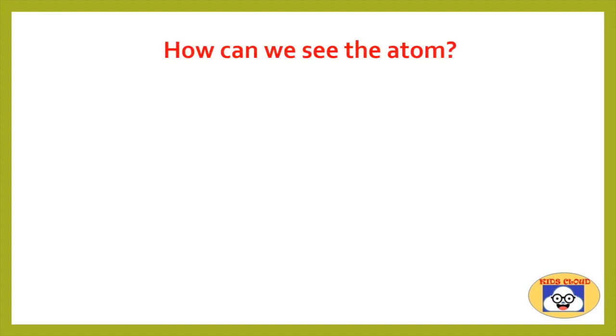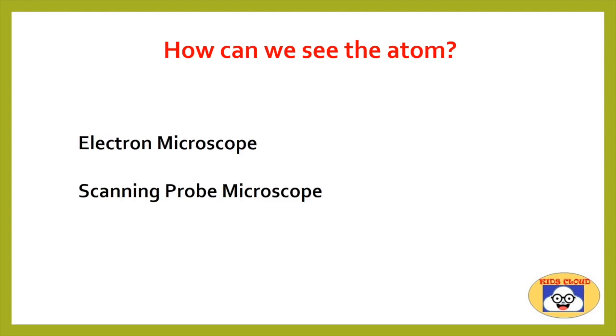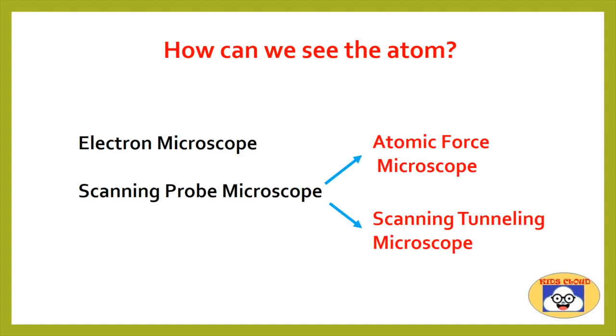Then how can we see the atom? We can see atoms using an electron microscope and scanning probe microscope. We can also use atomic force microscope and scanning tunneling microscope. These are kinds of scanning probe microscope that work in different ways.